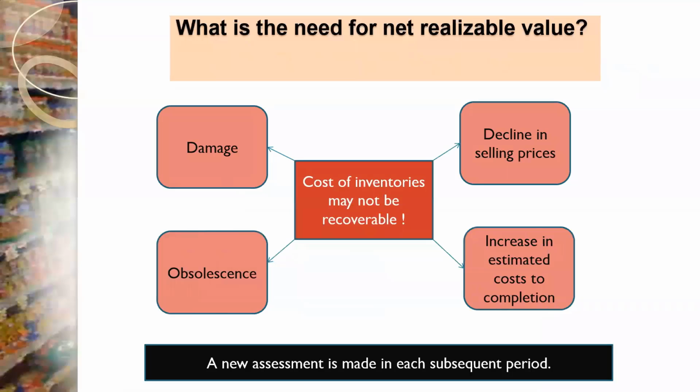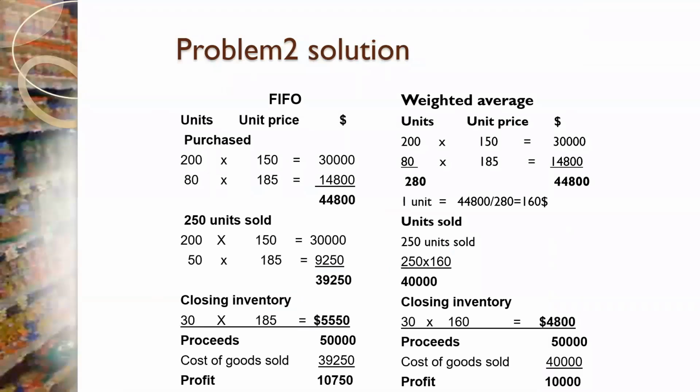Sorry, just going back to that. I'm just thinking, which method is more prevalent or more used? Is it FIFO or the weighted average?